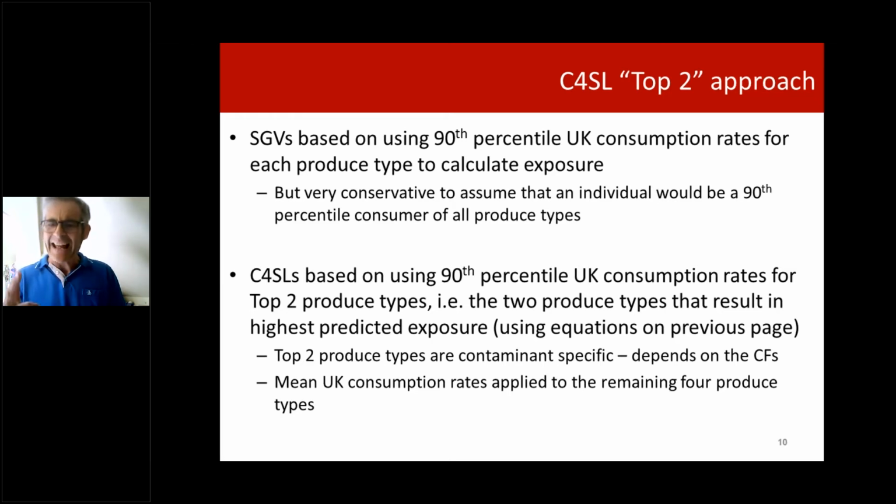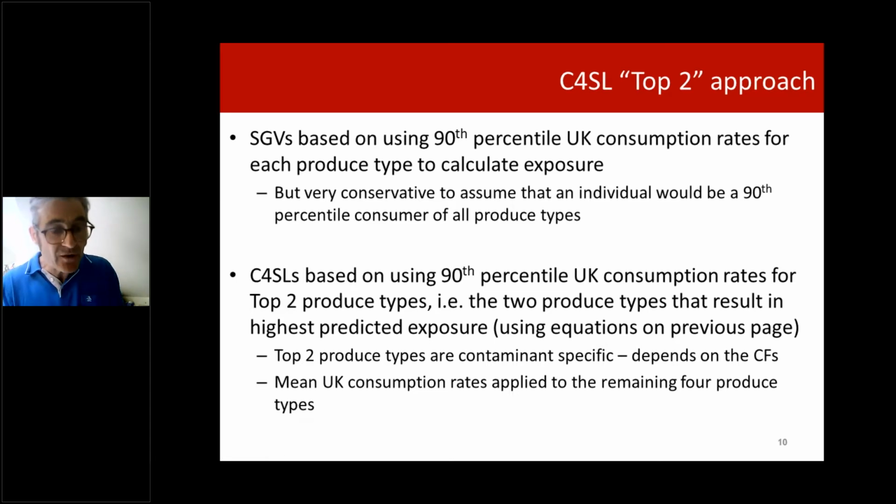It's very unlikely you can get an individual that's a big eater on all those produce types. So we used an approach that had been used for radionuclide risk assessment, where you look at the top 2 produce types. You use something like the equations in CLEA, those previous equations I showed you on another page, to calculate the intake using mean consumption rates or 90th percentile consumption rates for all 6 produce types. And you work out which 2 of those produce types are giving you the biggest exposure. For those 2 produce types, you're going to use the 90th percentile consumption rates when you come to calculate your C4SLs. But for the other produce types, the remaining 4, you're going to use mean consumption rates.